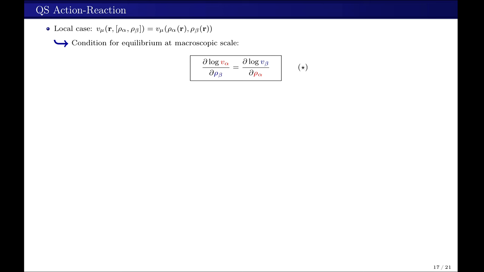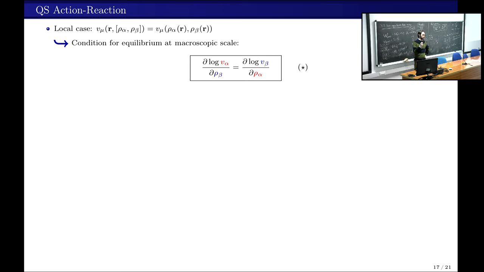Well, we look for the condition for equilibrium, and we find this relation, which at first sight might look unintuitive. It was for us too. So the derivative of the log self-propulsion speed of alpha particles with respect to the density of beta is equal to the derivative of the log self-propulsion speed of beta particles with respect to the density of alpha. So the intuitive idea that we grasp is that the way in which beta particles affect the motility of alpha must be reciprocated by the way in which alpha particles affect the motility of beta. When this holds, we get what we have called a generalized action-reaction principle at this field level.